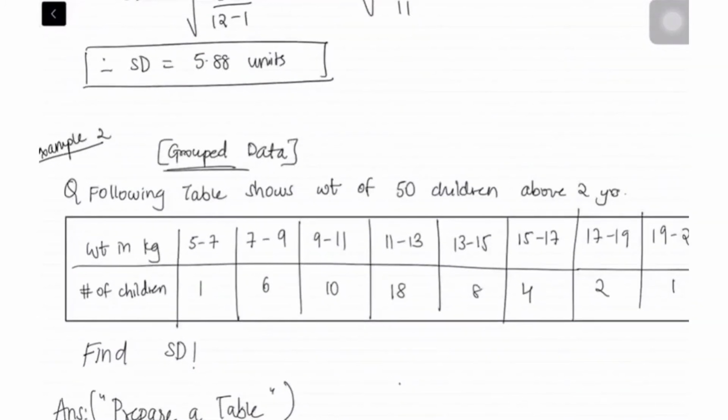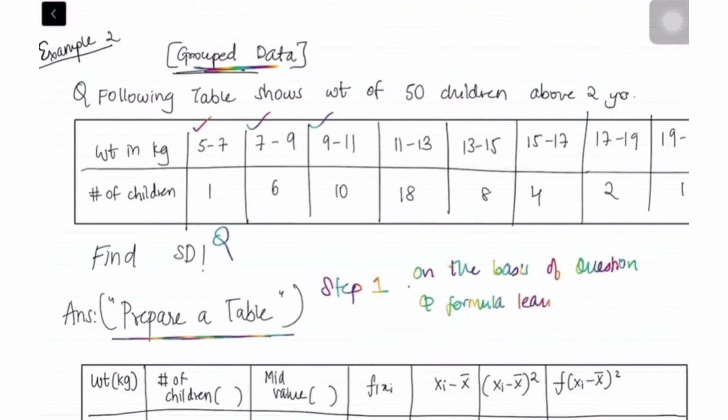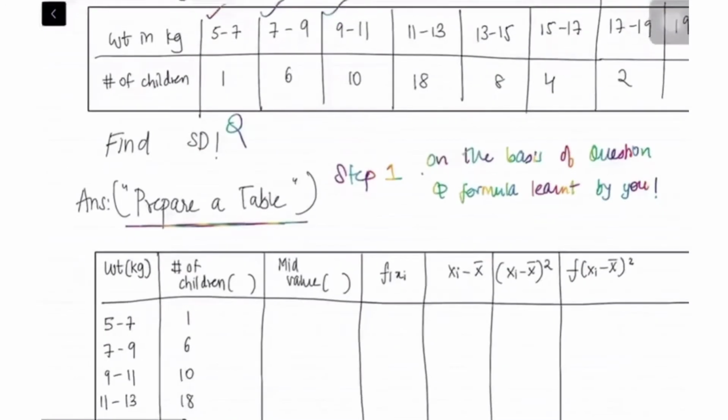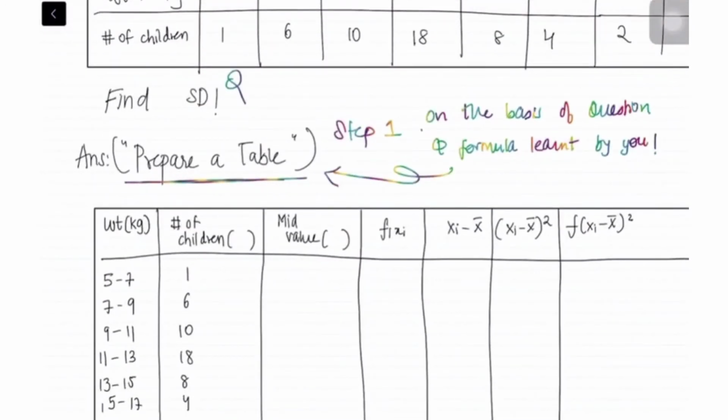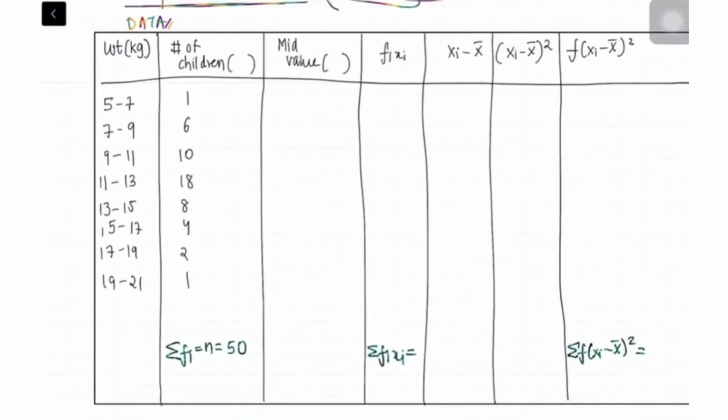Now coming to the example of grouped data. The data, as you can see given in the question, is grouped. N is 50 children. The question asked was to find the standard deviation. Step 1 is preparing a table. What are we going to prepare the table for? It is basically dependent on the question and the formula. From the data we know weight, that is group, and we know number of children, which is fi.